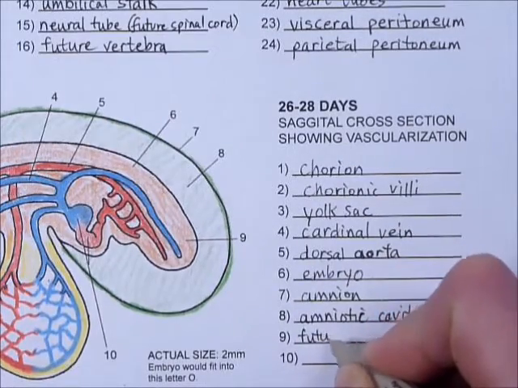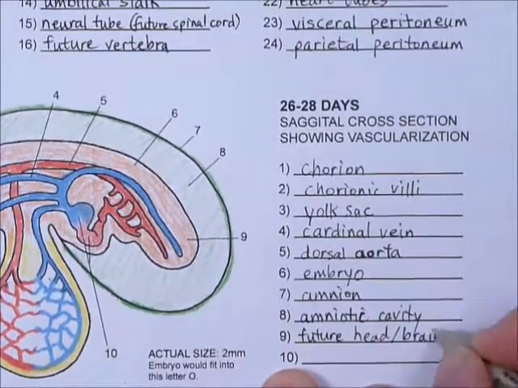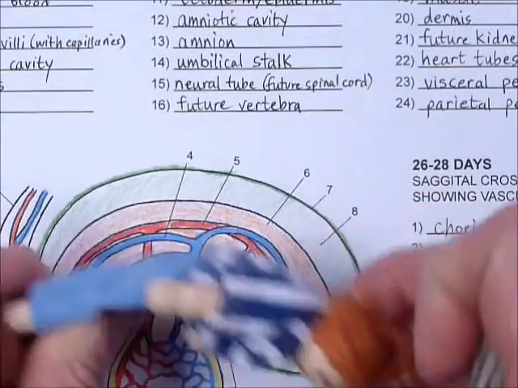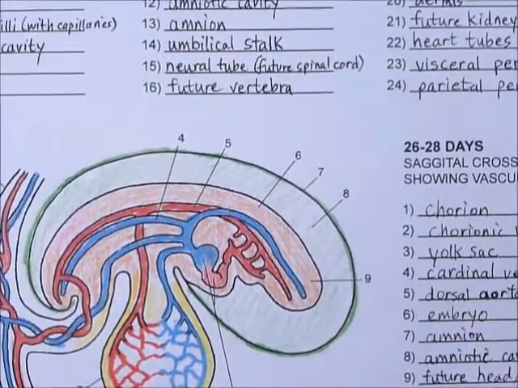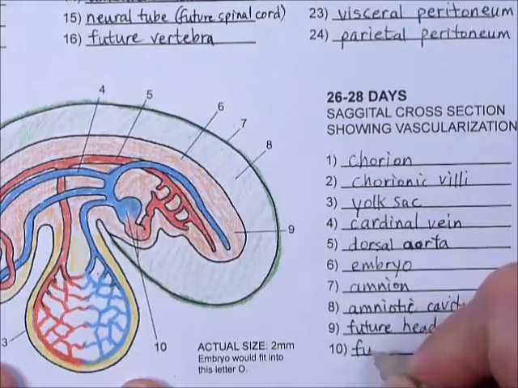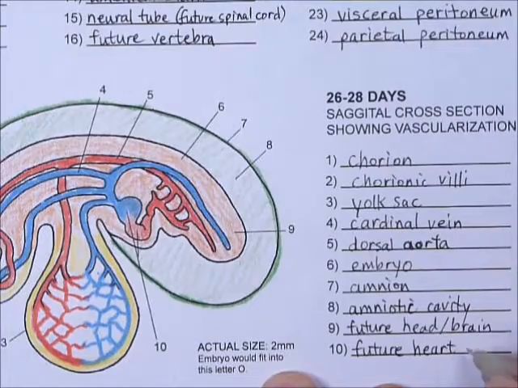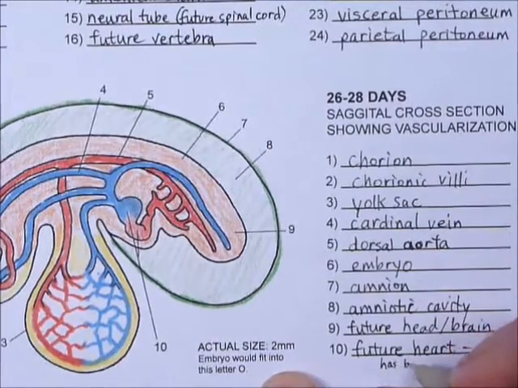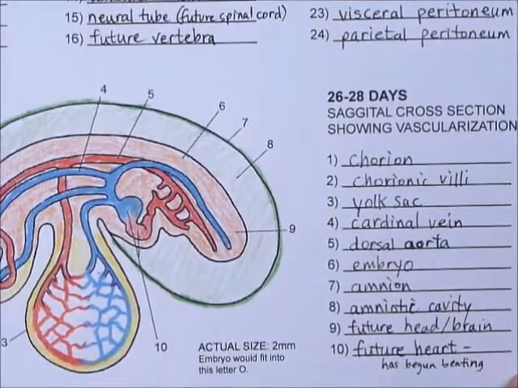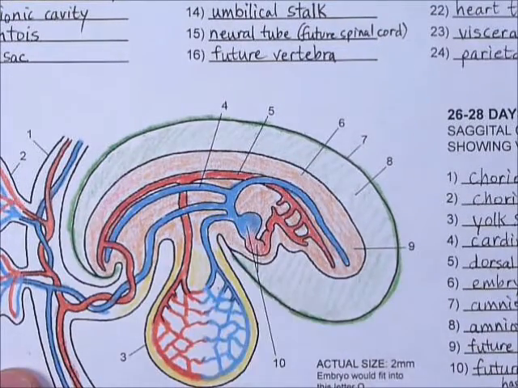9 is the future head/brain. That's the way we're looking at it. So the embryo is like this. Okay. And then 10 is the future heart, or the growing heart. It's actually a little heart now. And you could put a note, has begun beating. All the cells are contracting in rhythm together already. So it's functioning as it's developing.